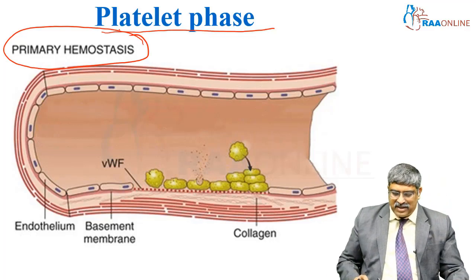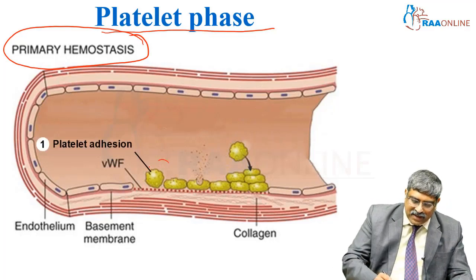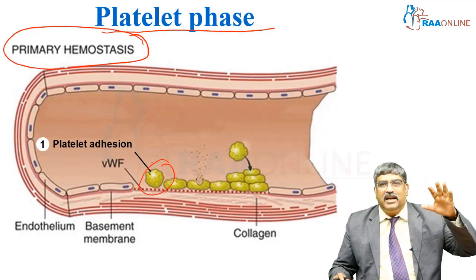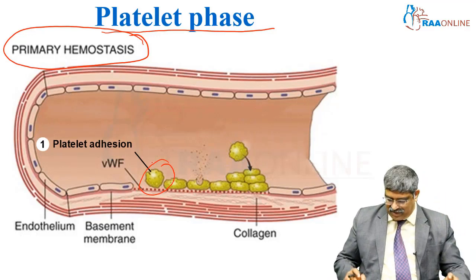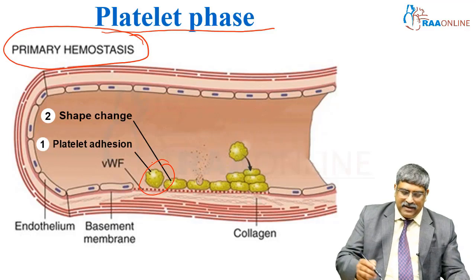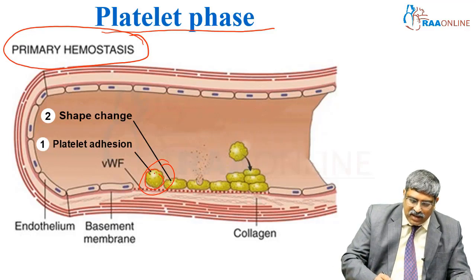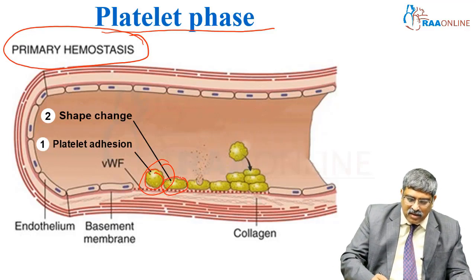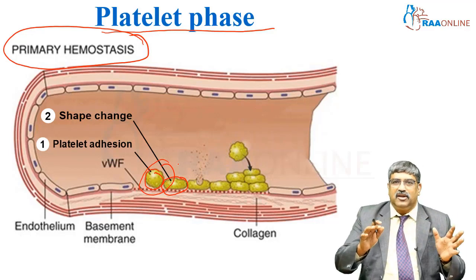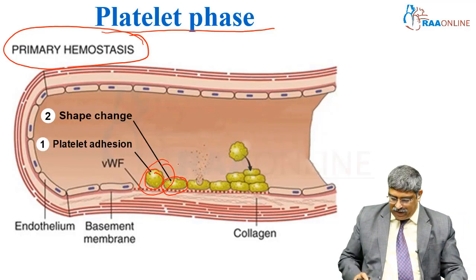The first thing which happens is your platelet gets added to the site of injury. That is the first one. And second, this platelet, which is normally disc shaped, undergoes a morphological change. Okay, there is a shape change in the platelet.